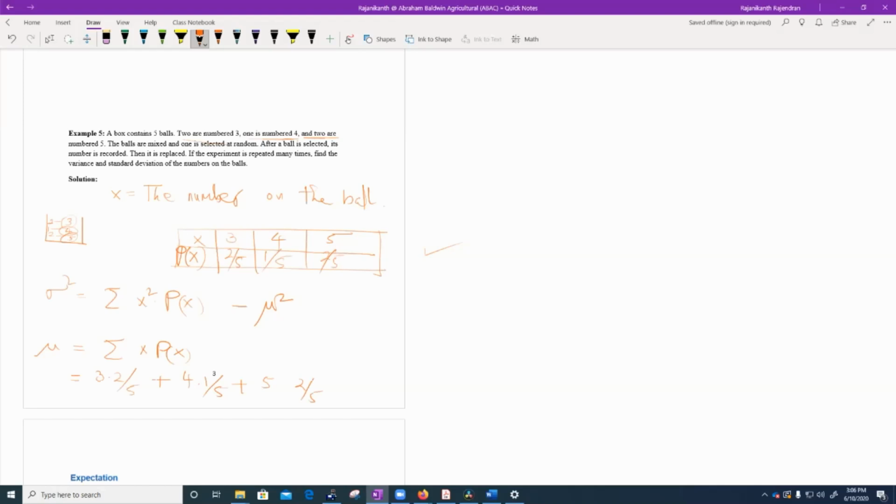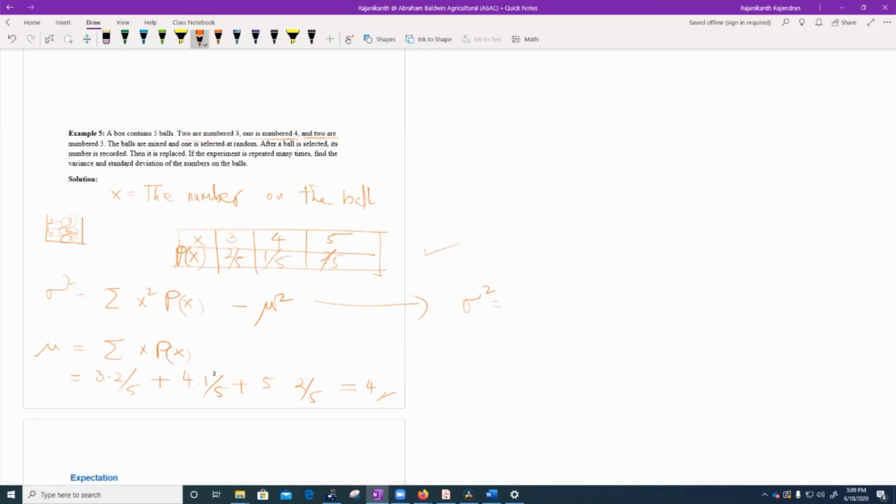So first figure out this value. If we simplify, this is 6 plus 4, 10, 10 plus 10, 20, 20 over 5, which is 4. So the mean for this problem is 4. Now use this for the variance. Variance is simply the sum of the product of x squared and p(x).